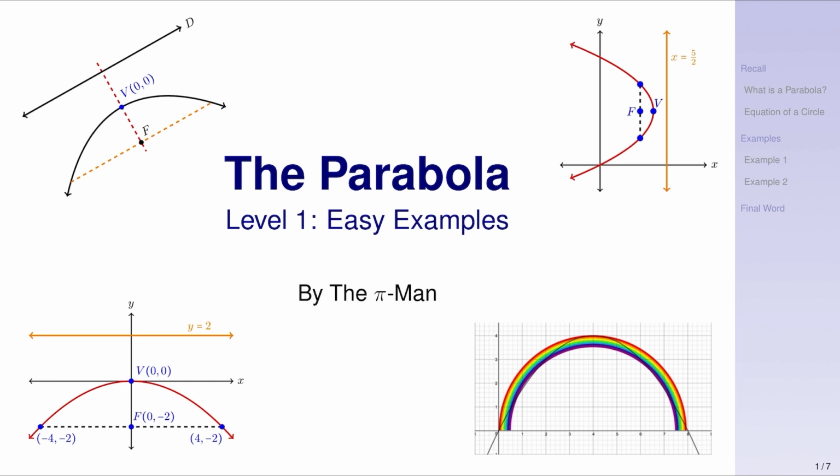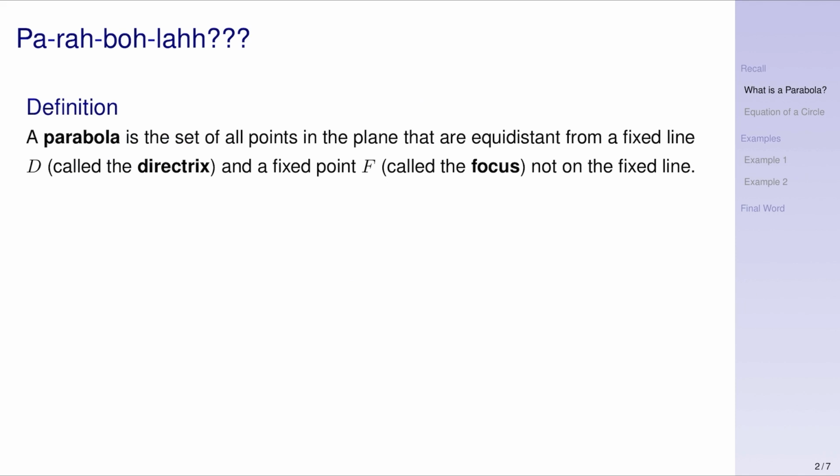Pi there, the parabola, level 1. Just some easy examples by the pi. Let's begin.